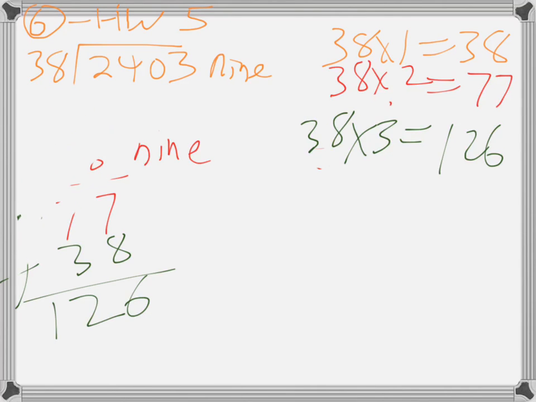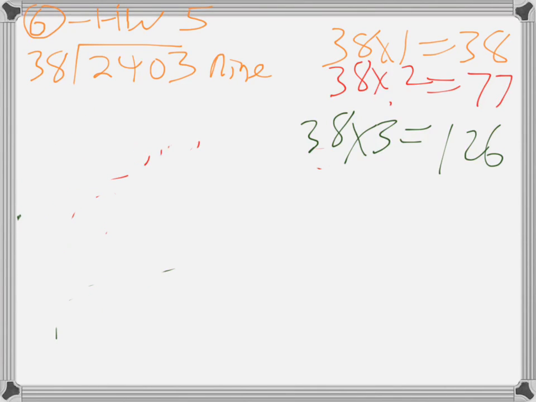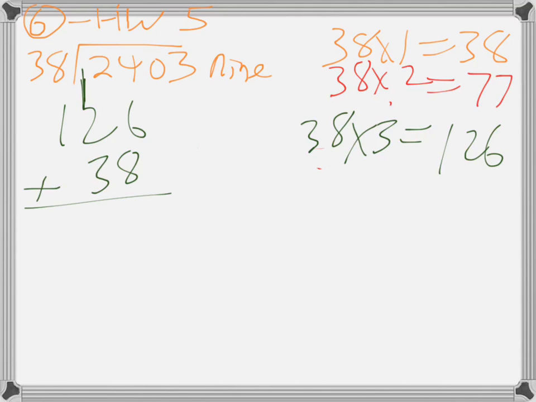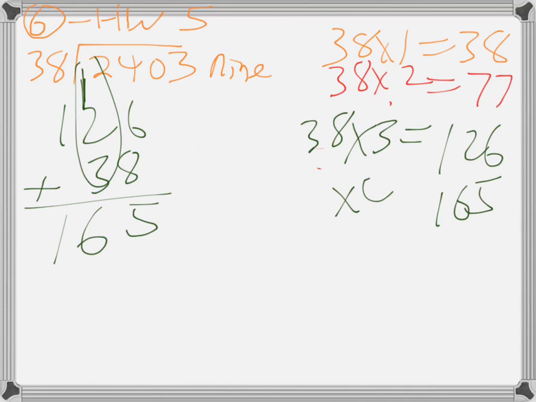So then you keep going. I'll erase this. Now I'm going to take 126 and add another 38. 8 and 6 is 14. That carries away 9 and leaves 5. I'm doing that part in my head, right? So 14, take 9 out, leaves 5. And then add these guys up. That's 165. So that's times 4.